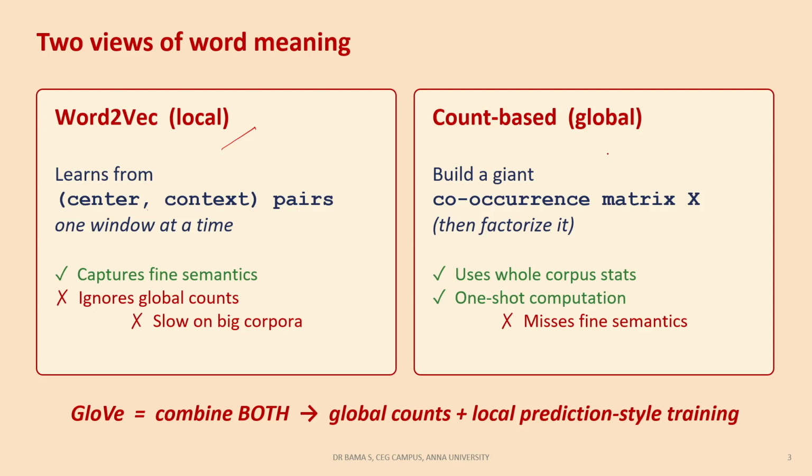In the count-based approach, which is global, there is a co-occurrence matrix, which is what we are going to see. So this is the other technique, where we will use the whole corpus, as against the earlier one, and here it is a one-shot computation. Instead of building one by one, here in one shot we will be capturing the entire co-occurrence, and through that we will be building the embedding. So GloVe combines both the global as well as the local prediction style.